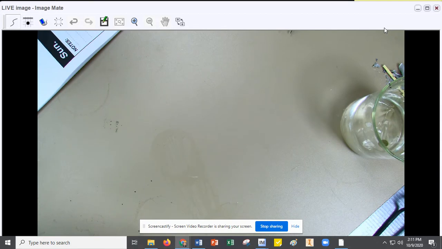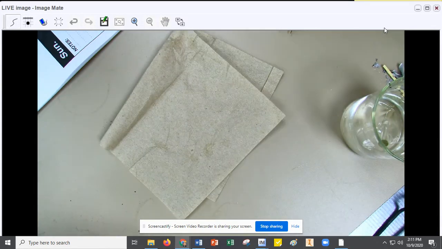Let's see here. For station 3, you'll set up a ring stand, wire gauze, put a beaker on the wire gauze, light the burner with a striker, allow the water to boil. Again, I cannot take a burner over here to where I have my camera.